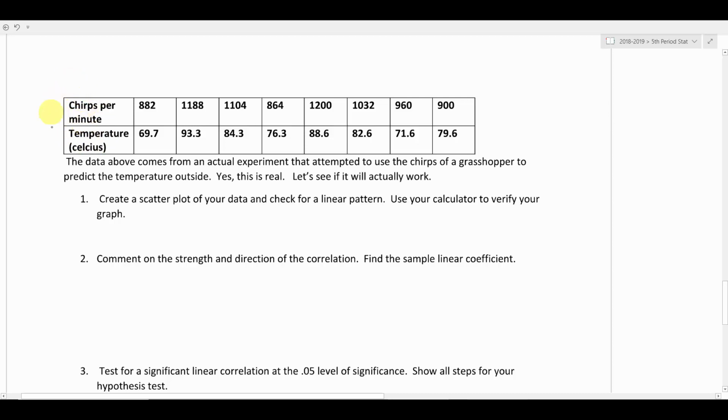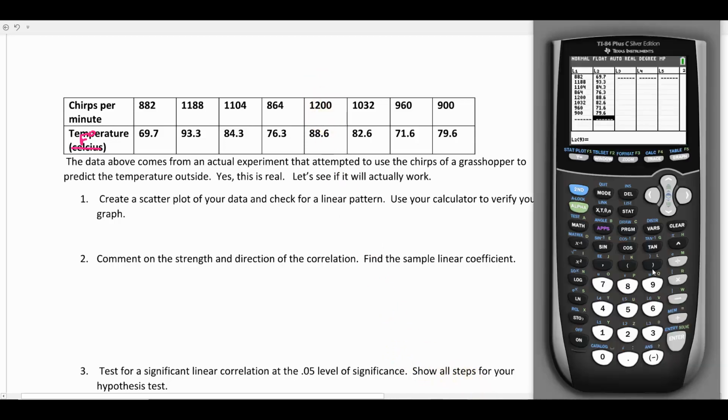So it's kind of a weird thing. You can actually go outside, listen to the crickets, and you can determine or make a prediction about how hot it is. Okay, so and I do believe these are not Celsius, these are in Fahrenheit, so that's a typo on my part. All right. So what I would do is go ahead and get this data entered into your calculator, and we'll try and do as much of this on the calculator as possible so we can get through it quickly. All right, so go ahead and take a minute and put this into L1 and L2.